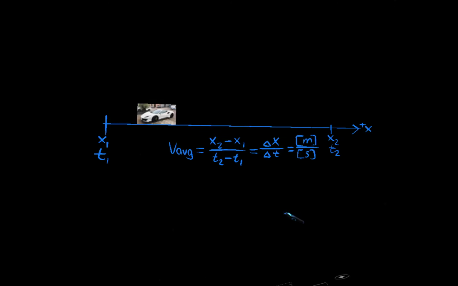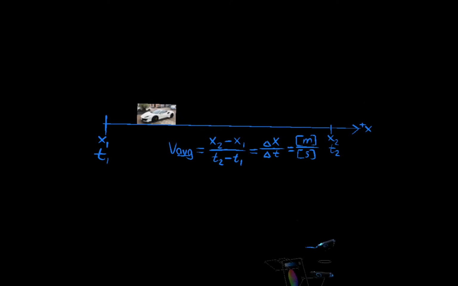So this is average velocity. It may have been going faster or slower between points x1 and x2, and we would not be able to find that out simply by taking the 2 points. But it gets you average velocity.